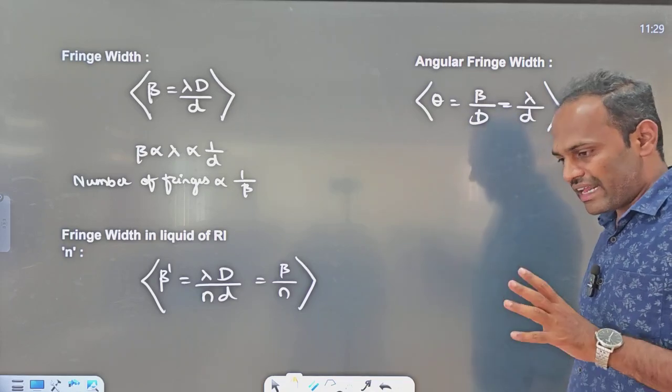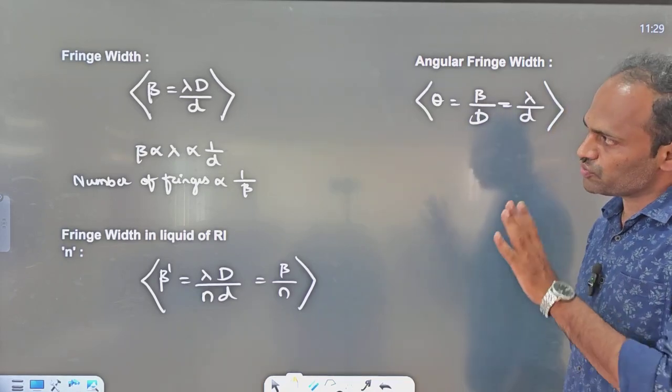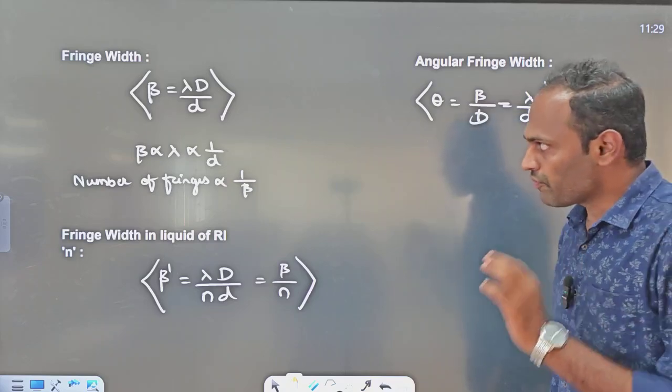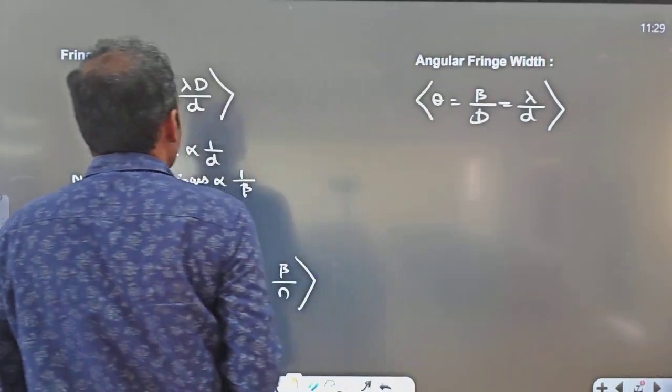Next, fringe width. Actually, the fringe width derivation is not in the theory, but this is useful. You have to remember it. So fringe width is given by beta is equal to lambda into capital D by small d.